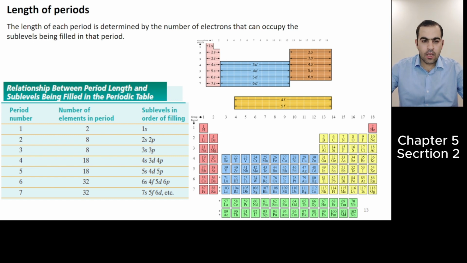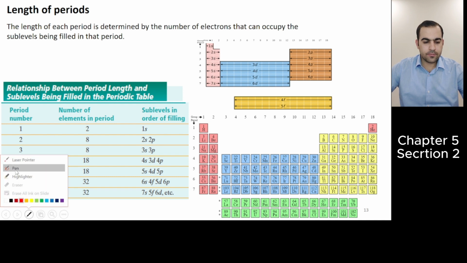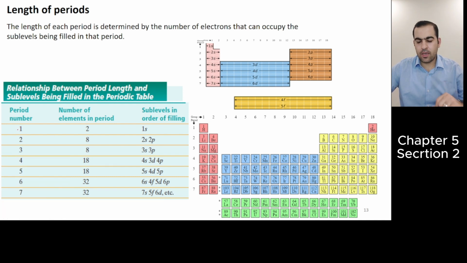When you say length of period, we mean the number of elements in a period. Look at here. We have 7 periods. In each period, there are elements. In the first period, there are 2 elements, hydrogen and helium. Second, there are 8: lithium, beryllium, boron, carbon, nitrogen, oxygen, fluorine, and neon. There are 8 elements. So third 8, fourth 18, fifth 18, and sixth 32.